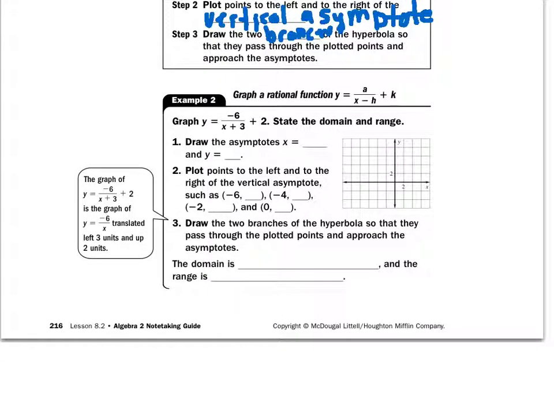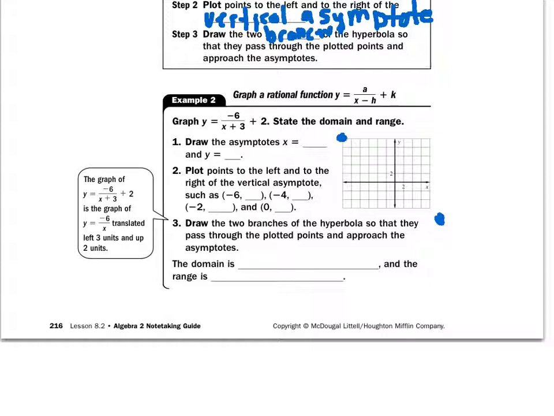Let's try one of these. Graph this, state the domain and the range. Okay, notice that we have a negative sign up here in front of the 6. That's a flip just like usual. So it's going to be in the second quadrant and the fourth quadrant this time, instead of the first and third.